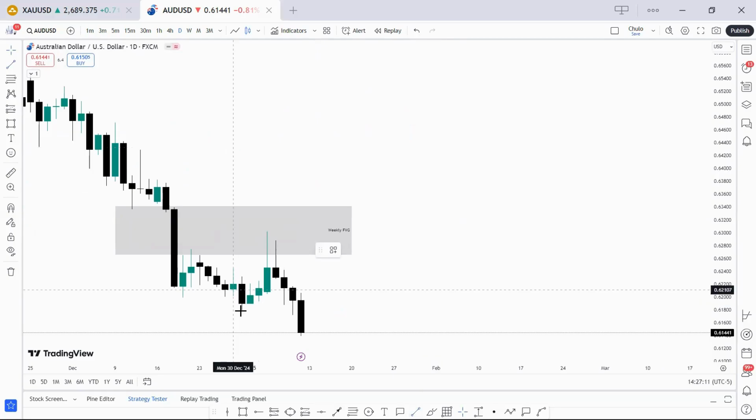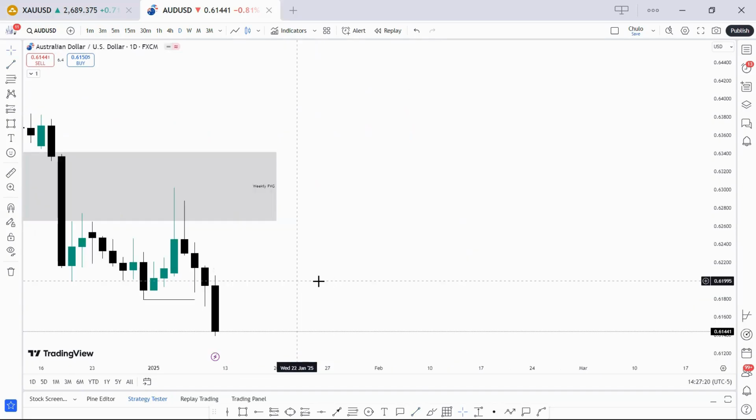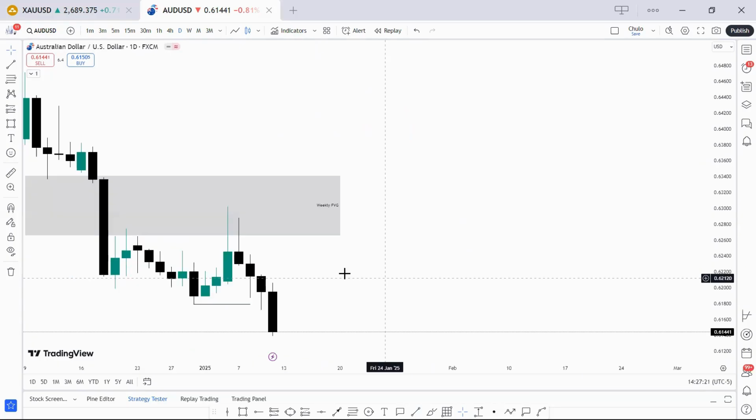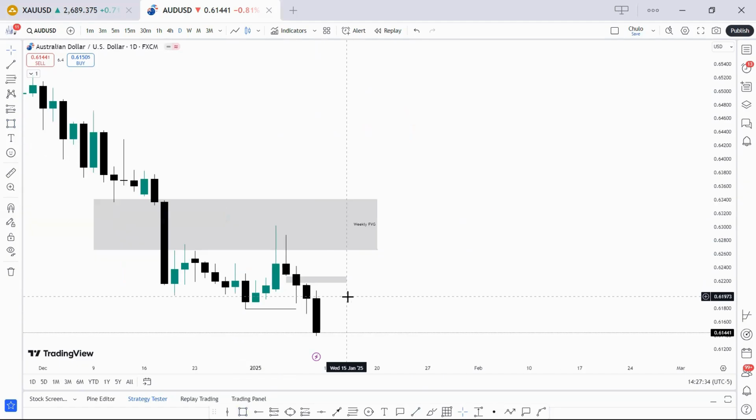So price taking out this external range here, what do you think price should do next? Come for the internal range liquidity. For internal range liquidity. Okay.